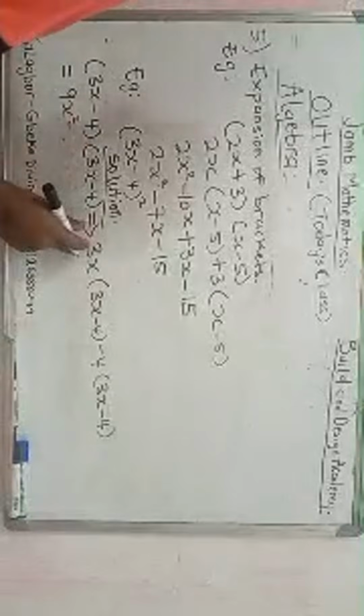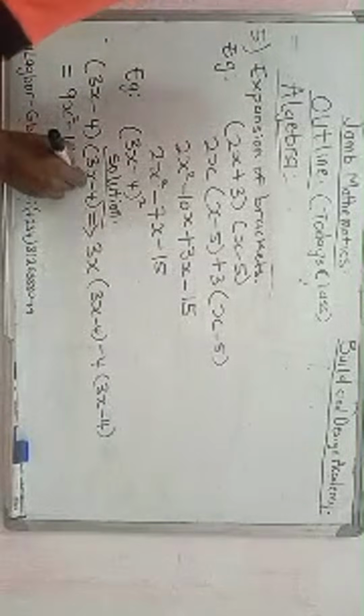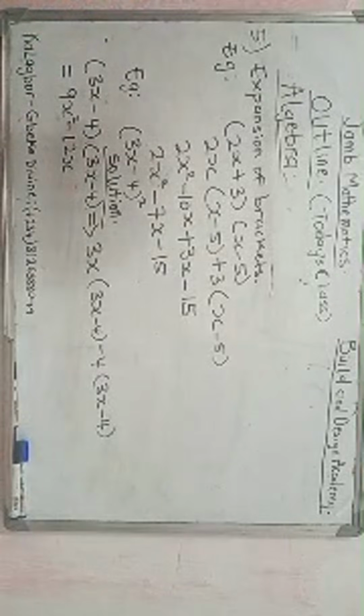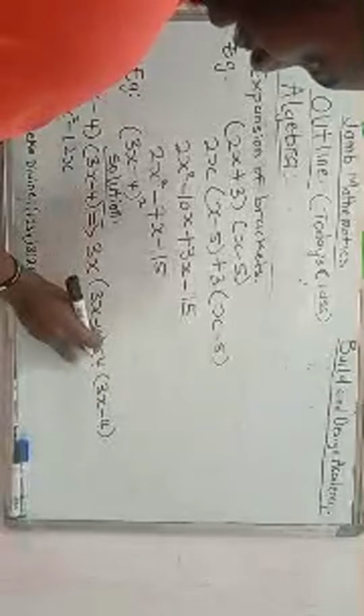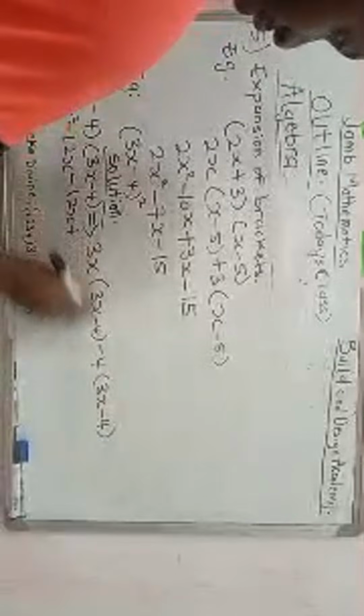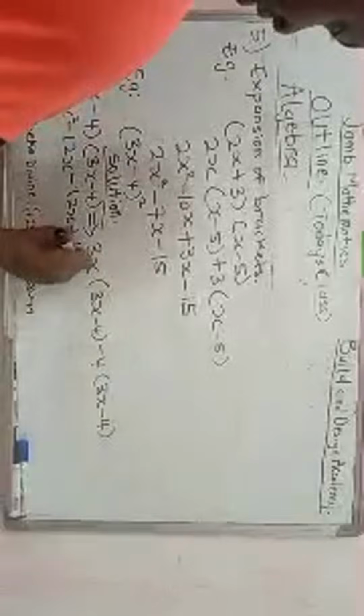Now, we have 3x times minus 4. Plus times minus will give us minus. 3x times 4 will give us what? 12x. We are done with this part. We move to the next part. So now, minus times plus will give us minus. 4 times 3x will get 12x. And minus 4 times minus 4. Minus times minus will give us what? Plus. 4 times 4 will give us 16.